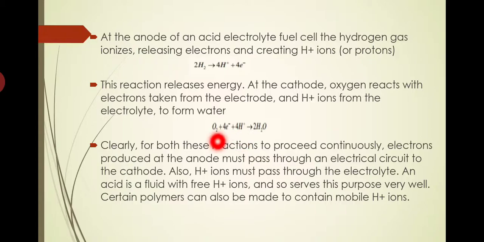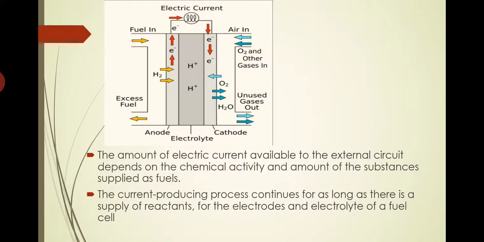Oxygen, the oxidizer, is supplied at the cathode side through a separate input. Air is supplied at the cathode side, and air always has oxygen content, so that oxygen is utilized for the chemical reaction. This O2 plus 4 electrons plus 4 H plus ions will combine to form H2O. So finally the output will be water only. So it is a clean form of energy, we can say.